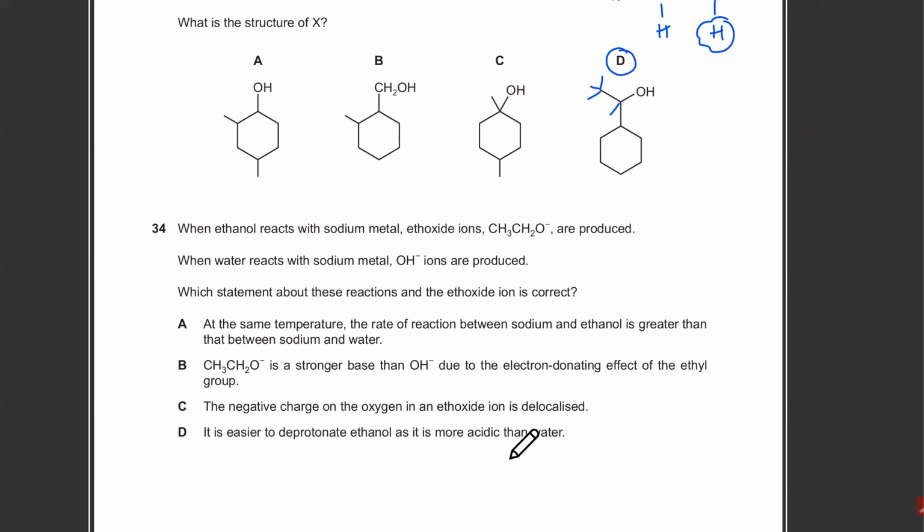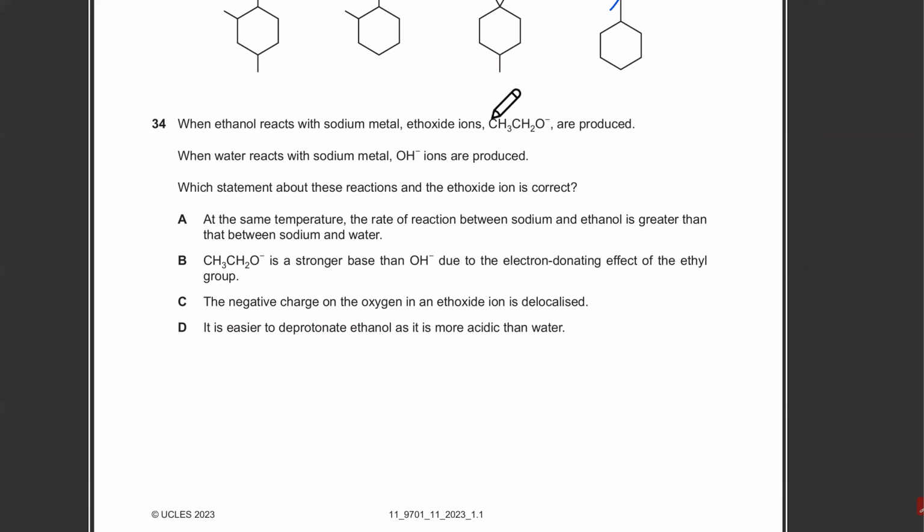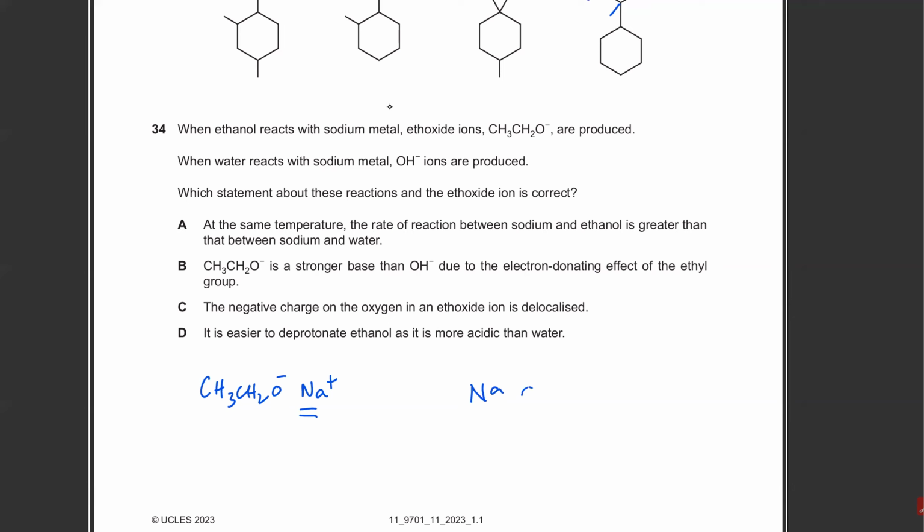When ethanol reacts with sodium metal, ethoxide ions are produced. When water reacts with sodium metal, OH ions are produced. Which statement about these is correct? So a salt is produced when ethanol reacts with sodium metal, and when water reacts with sodium metal, OH ions are produced. In both cases, it's the H that's getting displaced. In water, it's going to be NaOH produced, because the H in water will get displaced.